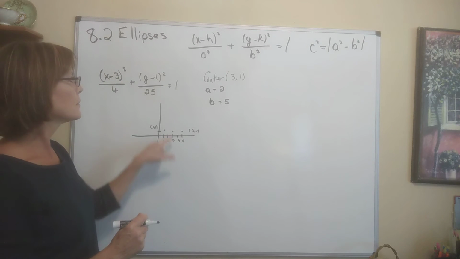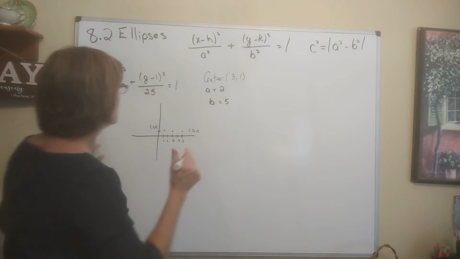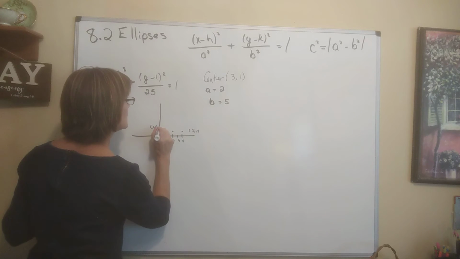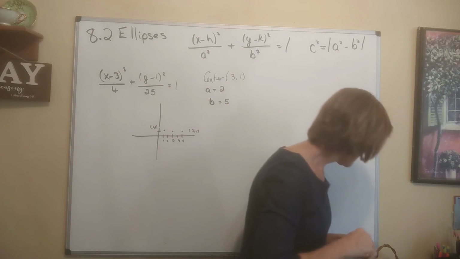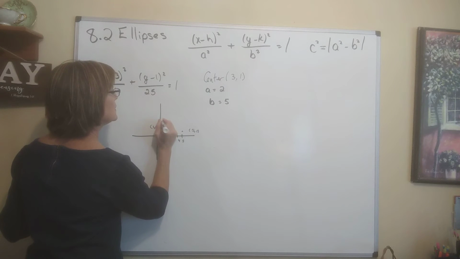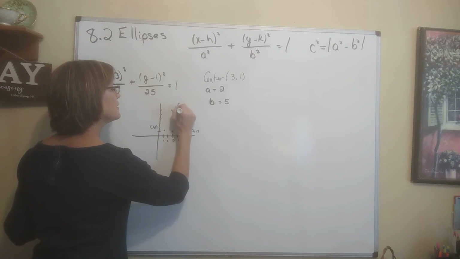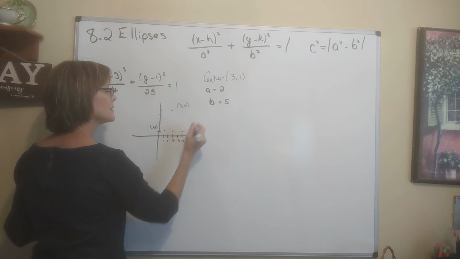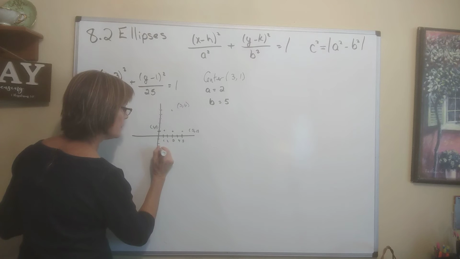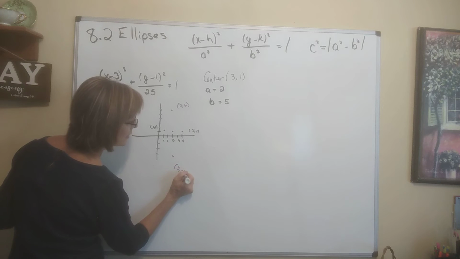Then from the center, I'm going to go up 5 and down 5 because b is my vertical distance. So let's go up 5. Oops, that looks like it's not working. Is this working? No, it's not. So I'm going to get a different marker. Go up 5 and down 5. From the center, I go up 5: 1, 2, 3, 4, 5. So this point right here is (3, 6). And then I'm going to go down 5 from the center, and put this mark here. And so this is going to be the point (3, negative 4).